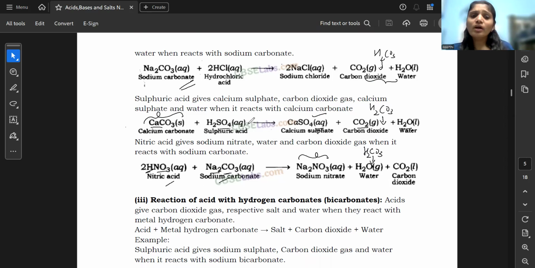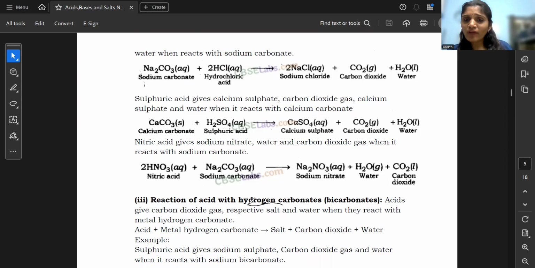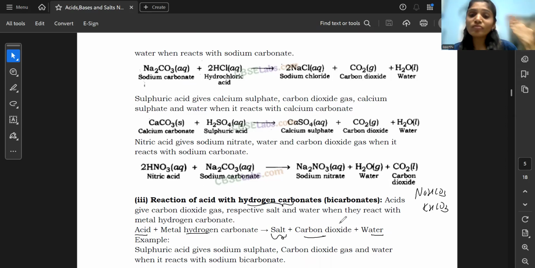Now you see here. Acid can also react with hydrogen carbonates, bicarbonates. It can react with sodium bicarbonate. It can react with potassium bicarbonate. Now, what is the reaction here? Acid plus metal hydrogen carbonate will give salt plus carbon dioxide plus water, in the same way as the carbonates were giving salt plus carbon dioxide plus water. Clear with this?